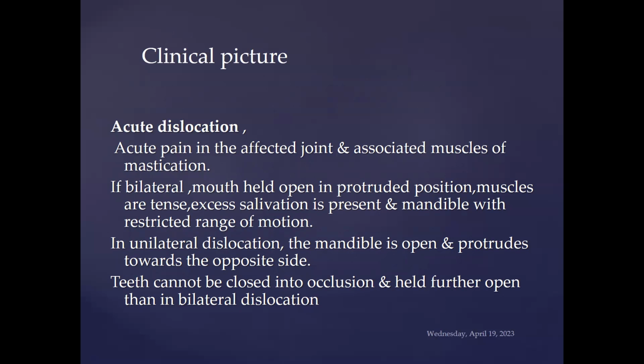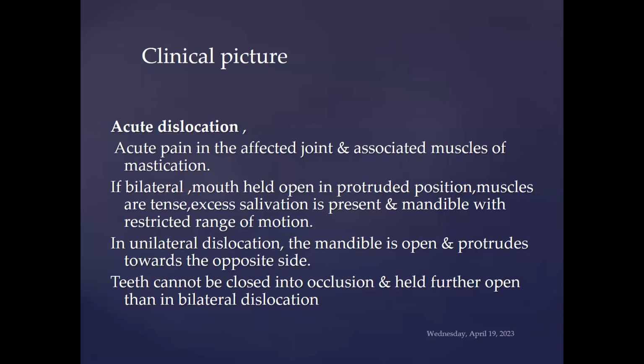Okay, if it is bilateral, definitely the patient won't be able to close his or her mouth. There will be excessive salivation, they won't be able to put it back, and there will be a restricted range of movement of the mandible. And in unilateral dislocation, the mandible is open and is protruded towards the opposite side. So one condyle is out of the fossa, and the other condyle is normal. When the patient tries to open his or her mouth, the mandible deviates to the opposite, or normal, side.